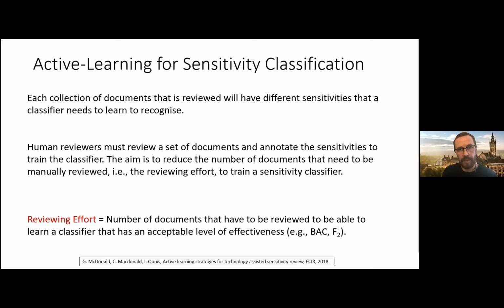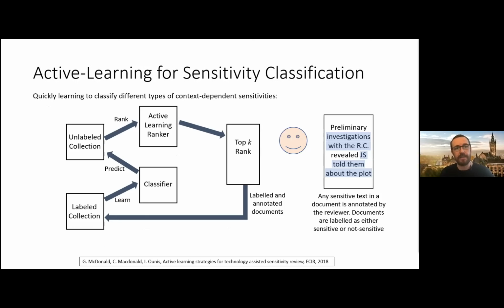Obviously, the reviewing time is really expensive, but also the reviewers themselves have ways that they want to review the documents. For instance, they might want to review documents chronologically, because looking at the sequence of events might tell the reviewer a lot about whether or not a particular piece of information is sensitive. So they want to be in control of how they review, but we want to be able to learn to classify sensitivity quickly. So in this work, we thought, well, how can we see if we can improve or learn this more quickly?